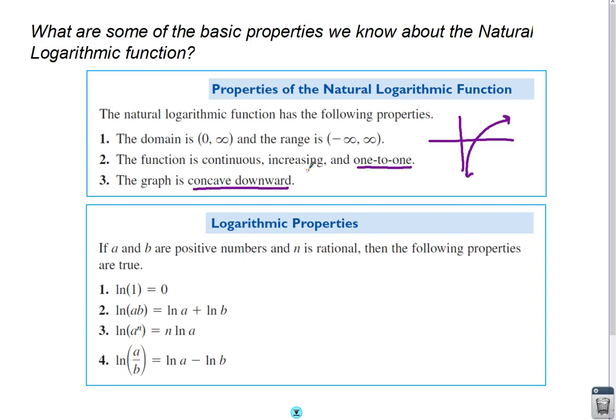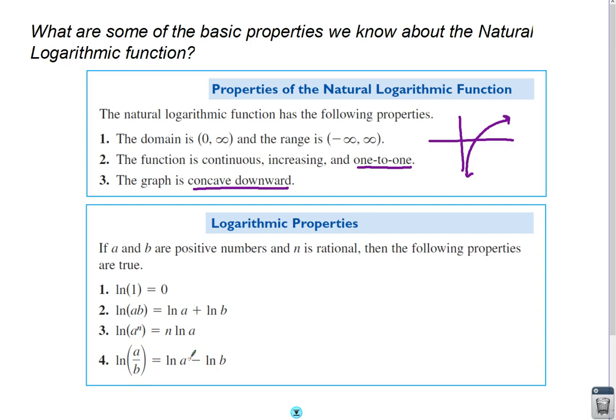Some other properties that are helpful to know for what we're doing up ahead. The natural log of 1 is 0. Hopefully we have drilled that into our brains by now. When I have the natural log of two things multiplied together, I can break those apart by saying the natural log of A plus the natural log of B. The natural log of A to the n is the same thing as just bringing the n out front and saying n times the natural log of A. And then when I have things divided, the natural log of A over B is equal to the natural log of A minus the natural log of B.